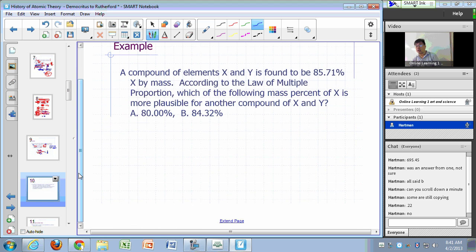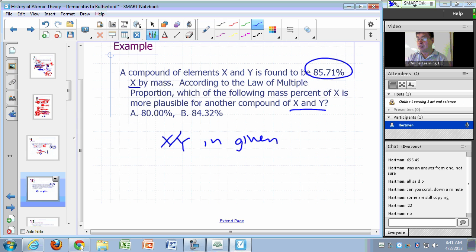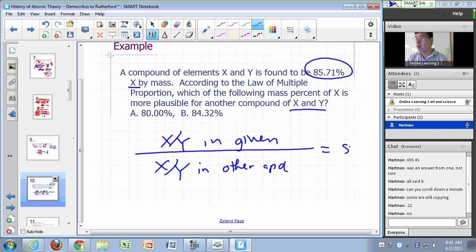Okay, so let's take a look at this example. A compound of elements X and Y, so it's made up of X and Y, is found to be 85.71% X by mass. According to the law of multiple proportion, which of the following mass percents of X is more plausible for another compound of X and Y? Well, if you have another compound of X and Y, then the X to Y ratio in our given compound divided by the X to Y ratio in your other compound must be a small whole number ratio.